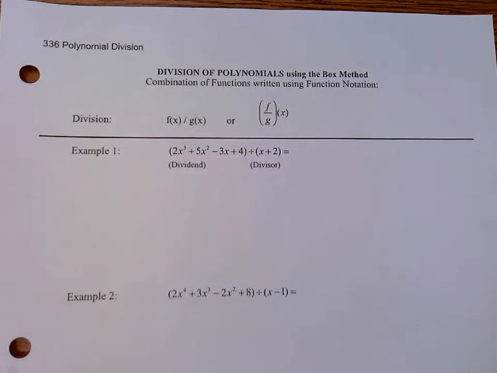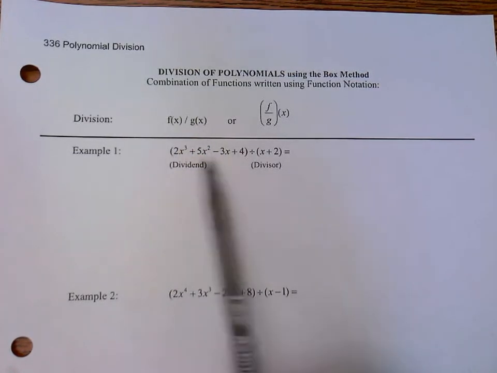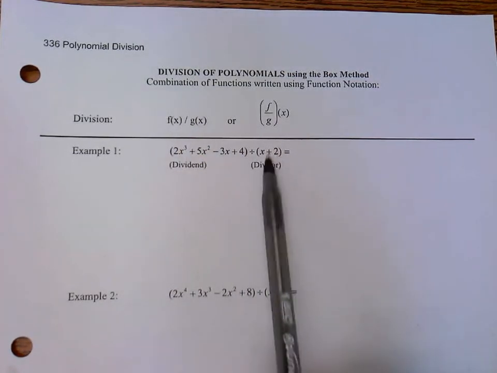We're going to move on to pre-calculus. You use division in pre-calculus, so I wanted to show you this box method of division. This is called the dividend. It's the bigger term that's being divided, and you're dividing by the divisor.